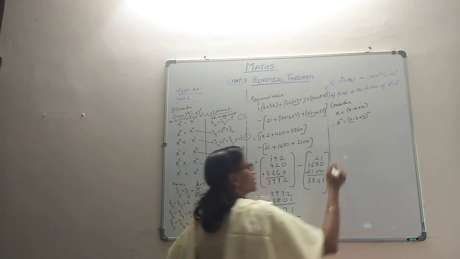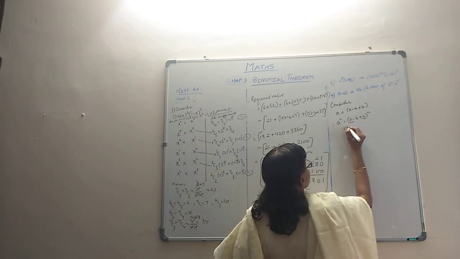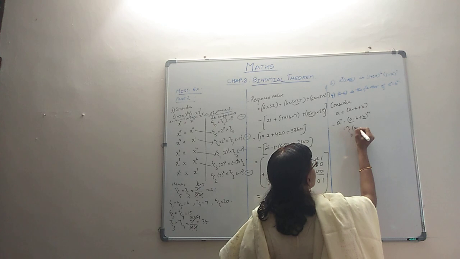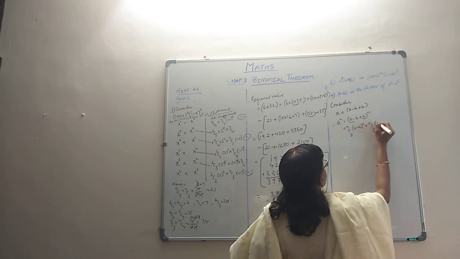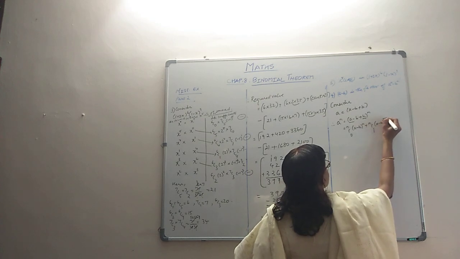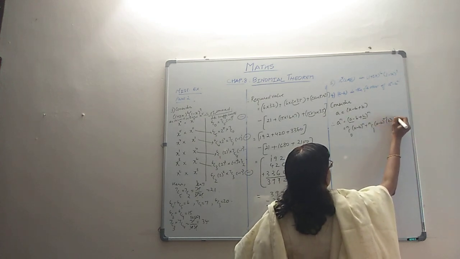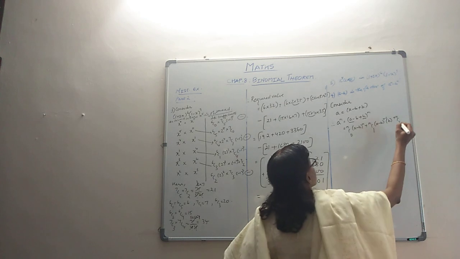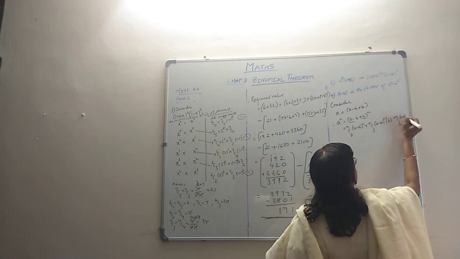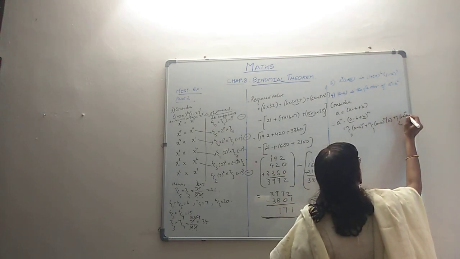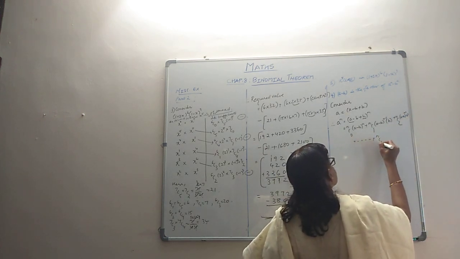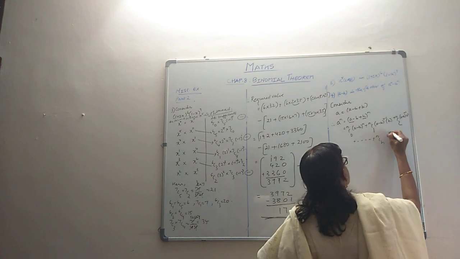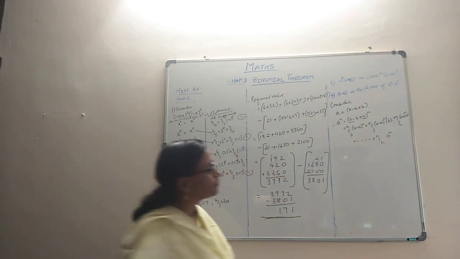So let's work out directly. This will come to nc0 a minus b raised to n. This is nc1 a minus b raised to n minus 1, but b starts. nc2 a minus b raised to n minus 2, and b becomes b squared. So on. Our last term we know is ncn. There is no first term, but there is that b raised to n.